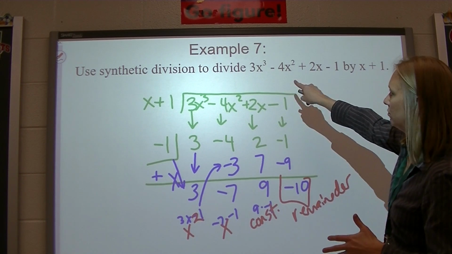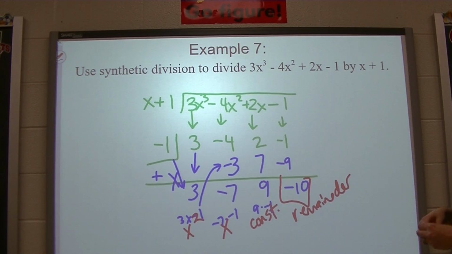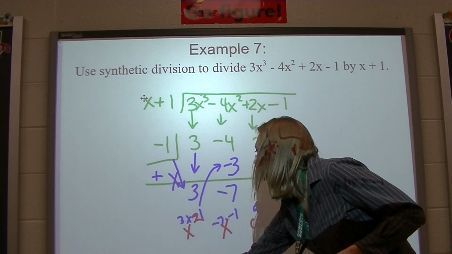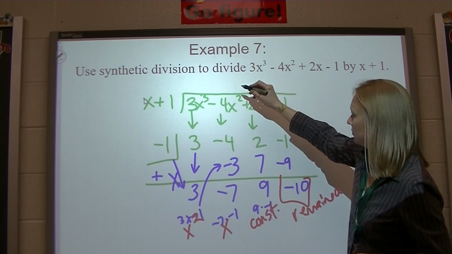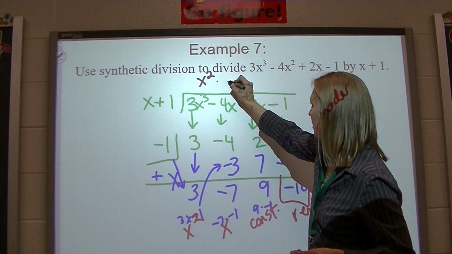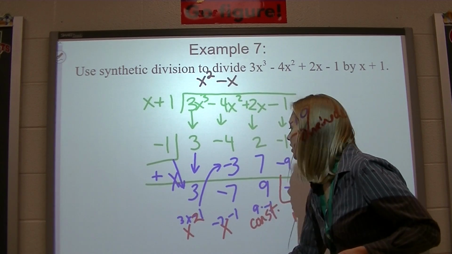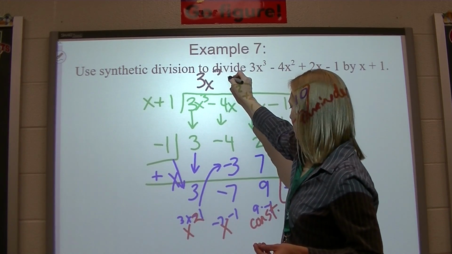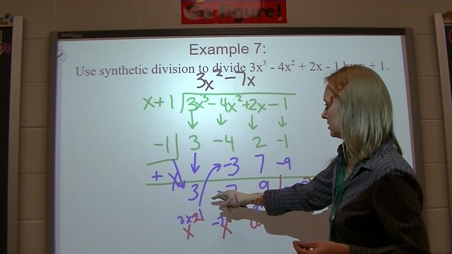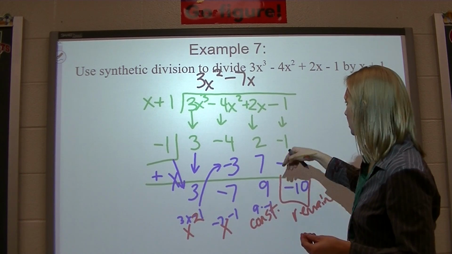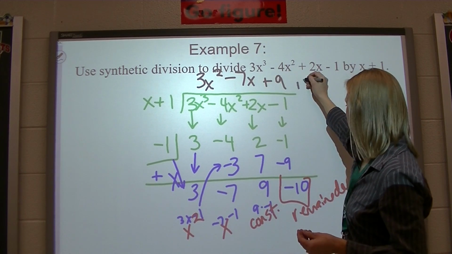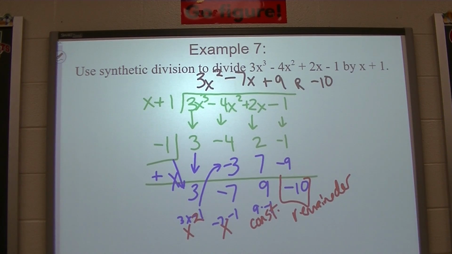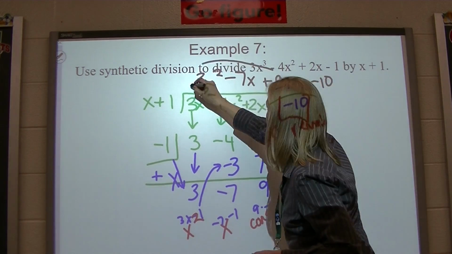So 3x cubed minus 4x squared plus 2x minus 1 divided by x plus 1 is 3x squared minus 7x plus 9, and then remainder -10. And so that's your quotient here.